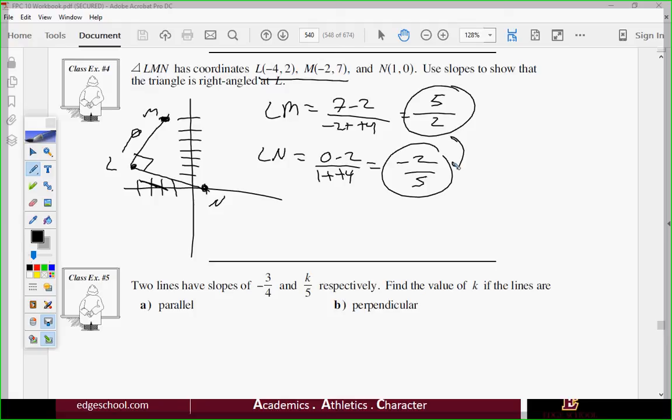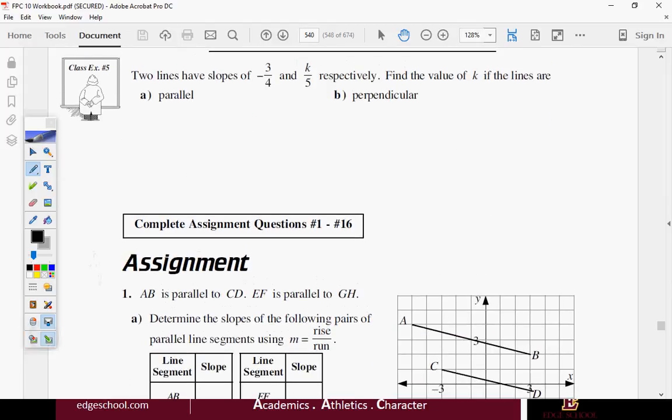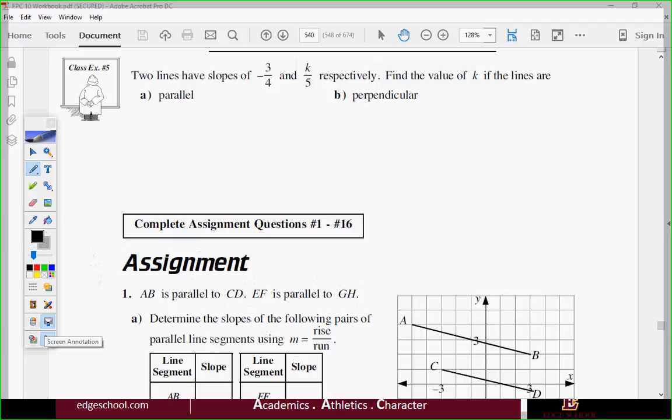One more question. It's a little bit confusing, so please ask questions if you have any. All right, last one. We'll take a quick little break, and then we'll do the next part. So the lines have slopes of negative 3/4 and k over 5, respectively. Negative 3/4 is our slope we're given. This one we kind of don't know because we don't know what k is. Find the value of k if they are parallel and perpendicular. So negative 3/4 is what we want it to equal. It's legitimately just that setup, and we solve.